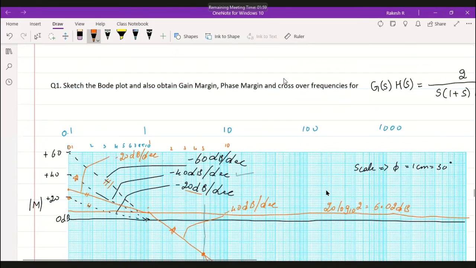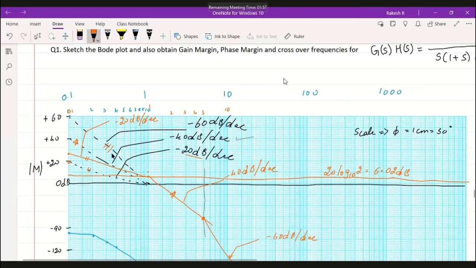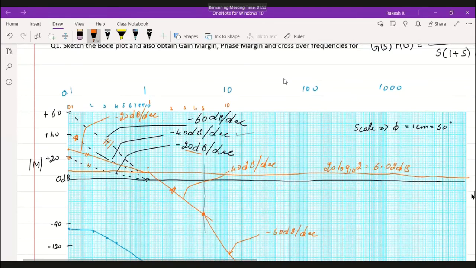See, first what we need to do? First, draw a horizontal line which is having 0 dB. Just draw a line which is having 0 dB. Any point, draw a horizontal line, which is a thick line. Draw there a 0 dB line.